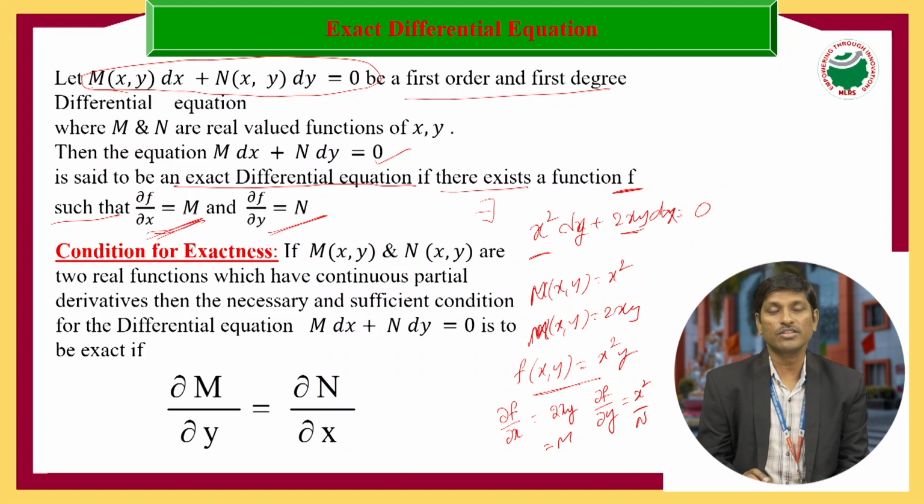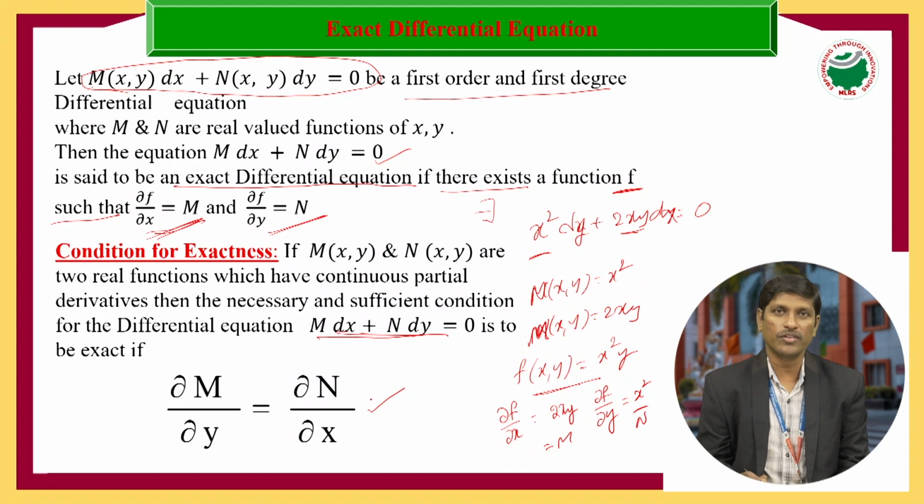The next is the condition for exact. This is the condition we use for solving the problems. The condition for exact is: if M(x,y) and N(x,y) are two real functions which have continuous partial derivatives, then the necessary and sufficient condition for the differential equation to be exact is ∂M/∂y equal to ∂N/∂x. So when we say that a differential equation is exact, it is nothing but this condition is satisfied.